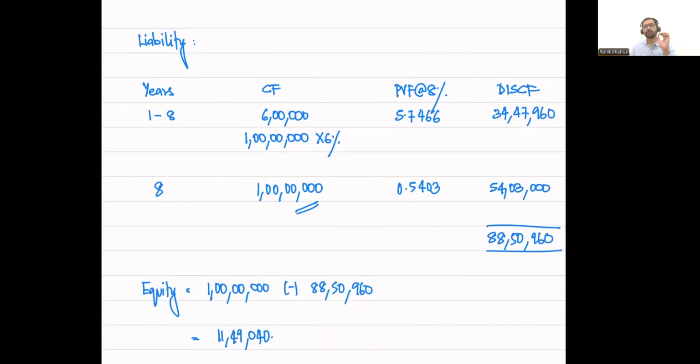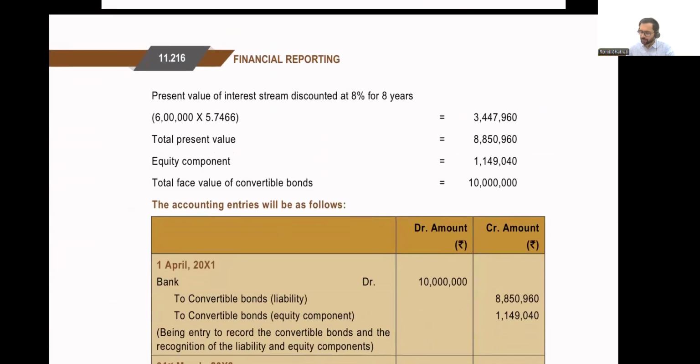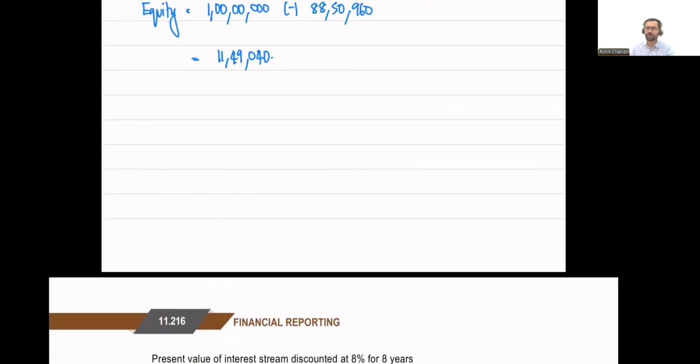So therefore, out of the 1 crore that we have received, we are going to actually split it as 88 lakh 50,000 of liability and 11 lakh 49,000 of equity. All right, let's quickly look at the answer. 88 lakh 50,000 is liability and equity component is 11 lakh 49,040.